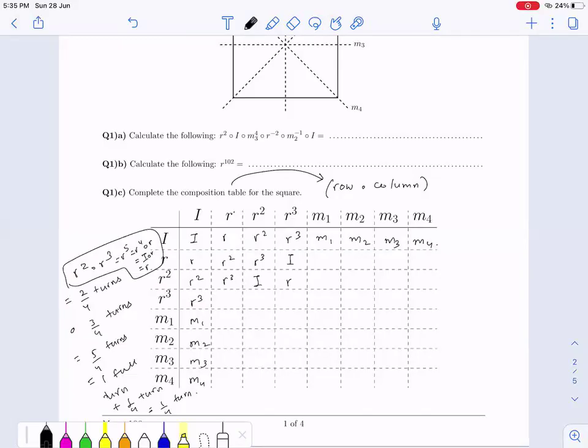Now you can do the same thing here for the rest of this little box. So R cubed composed with R is R4, which is identity. R cubed composed with R squared is R5, which is R. And then R cubed composed with R cubed is R to the 6, which is R squared. Okay, so what you do get here is identity, R, R squared.